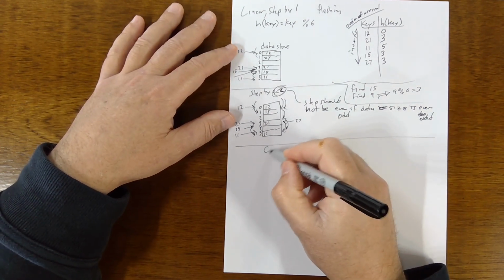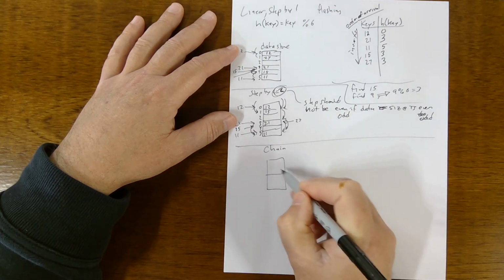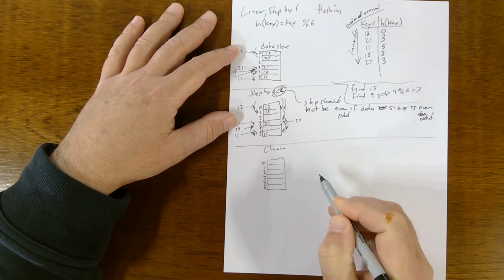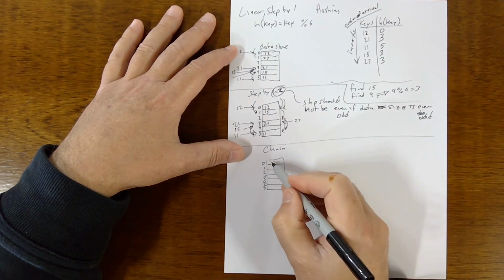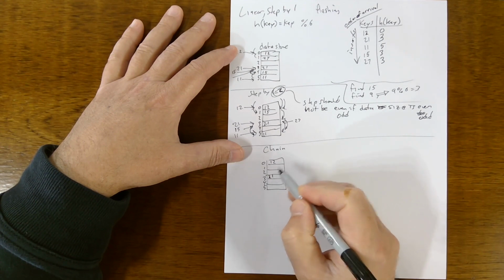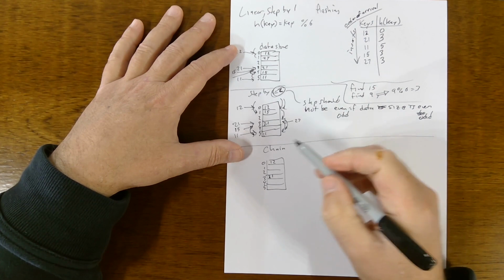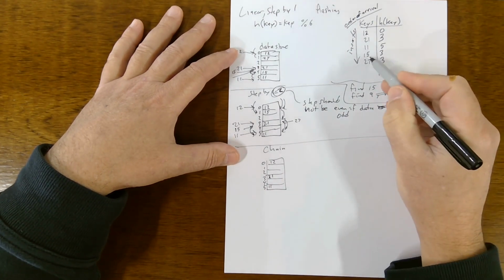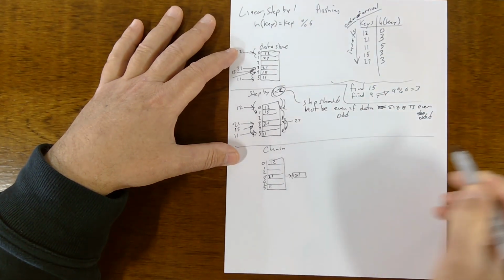Okay, you could also chain, right? So the idea with chaining is you build a linked list off of every element. So 12 shows up, it hashes to 0, you put him here. 21 shows up, it hashes to 3, you put him here. 11 shows up, hashes to 5, you put him here. 15 shows up, hashes to 3, you chain him off the side here. You build a linked list off the side.